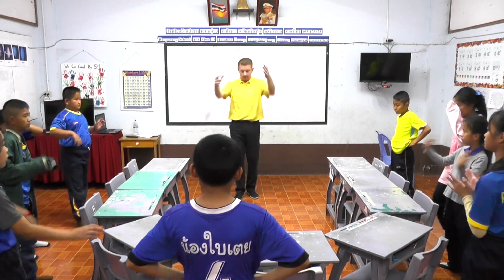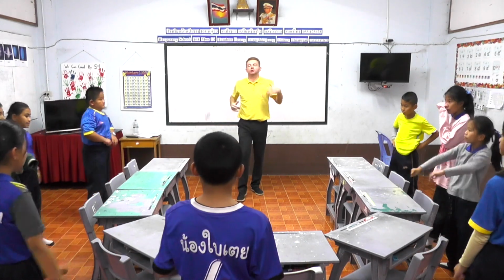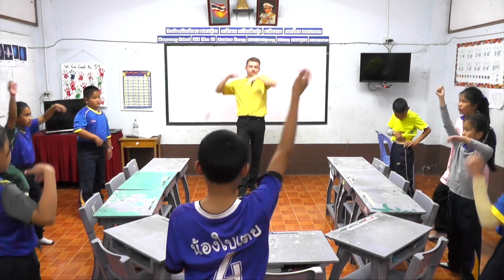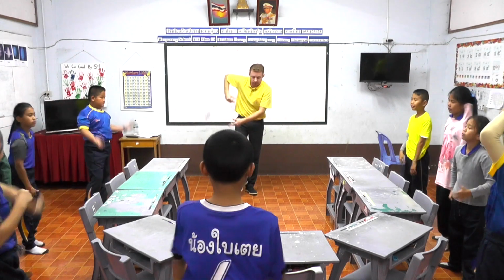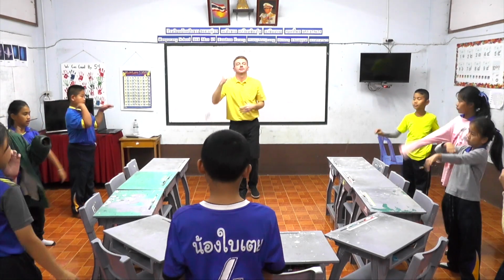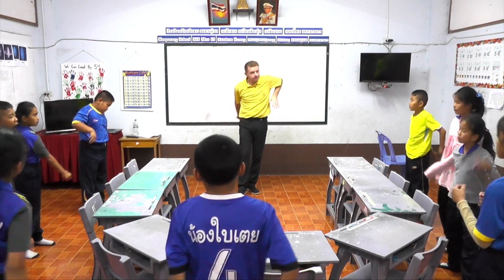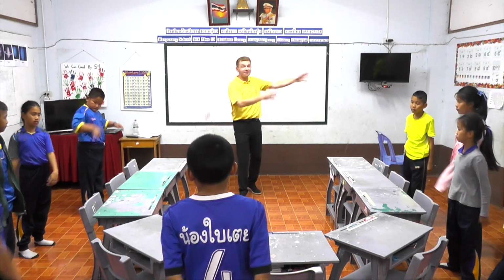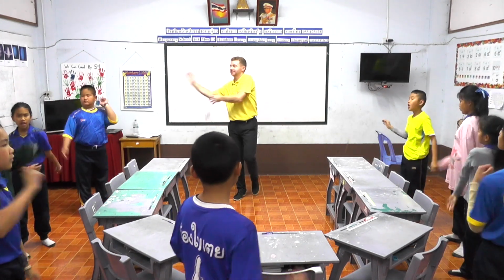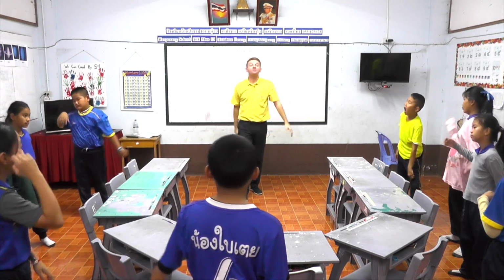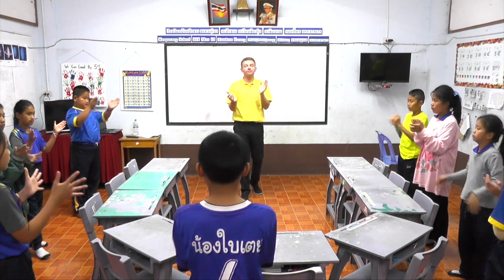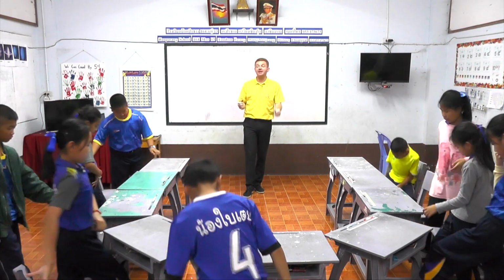Arms and legs, shake it out. Shake it up. Shake it down. Shake it forwards. Backwards. To the left. And to the right. And to finish, we will do 5 claps. 1, 2, 3, 4, 5. Excellent, guys. Have a seat.